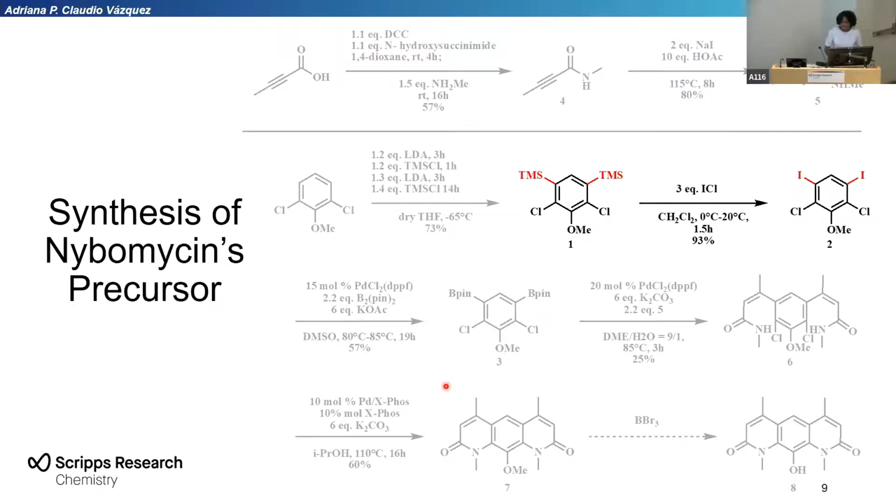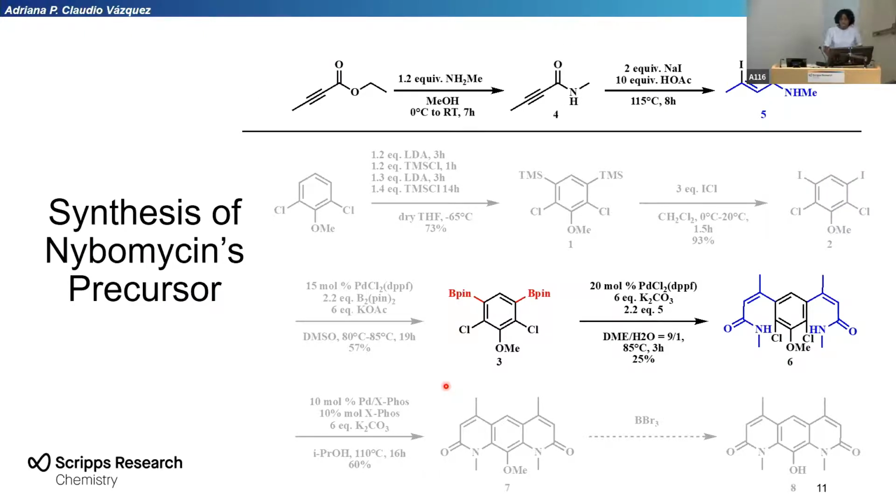This was followed by the iododesilylation of 1, substituting the trimethylsilyl group with iodine, with a 93% yield. And after this, we treated compound 2 with B2pin2 to borylate the position where the iodo was. The crude from this reaction is a mixture of B2pin2 and the product that is really hard to separate. So the first time we did this reaction, we obtained around a 42% yield, and we optimized the purification to later on increase the yield to 57%.